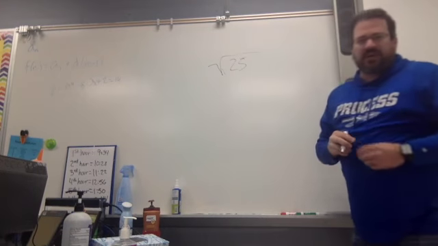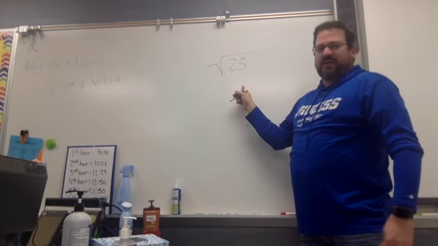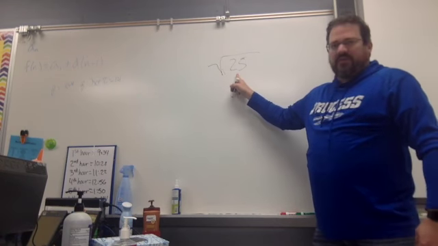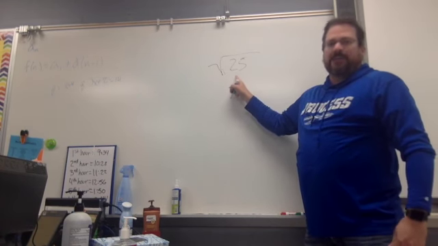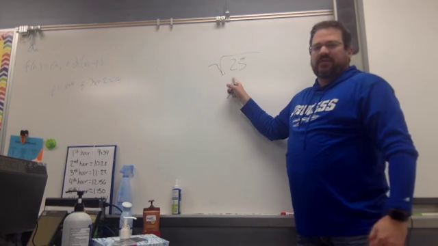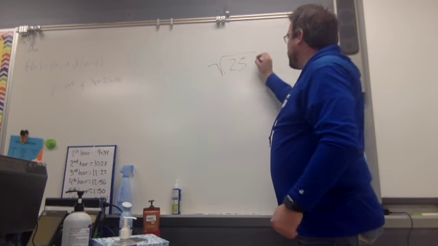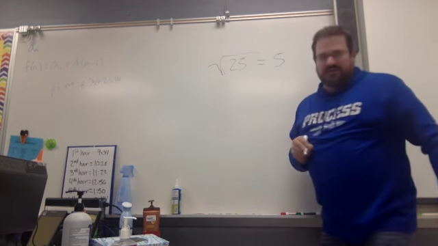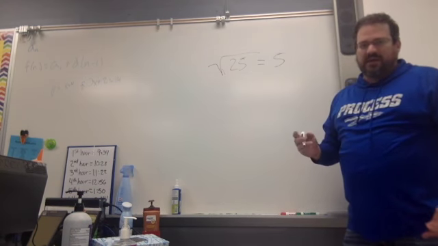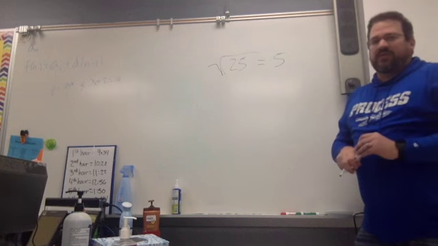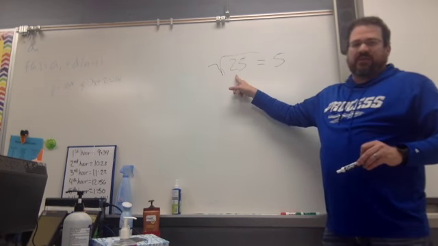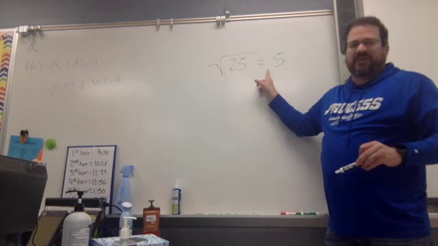if I have the square root of 25, right? What I'm asking is what number times itself gives me 25? Well, 5 times 5 is 25, so the answer to the square root of 25 is 5. Okay? Pretty simple. Now, what we're actually doing today is we're going to write this as an exponent. Hopefully you understand this concept.